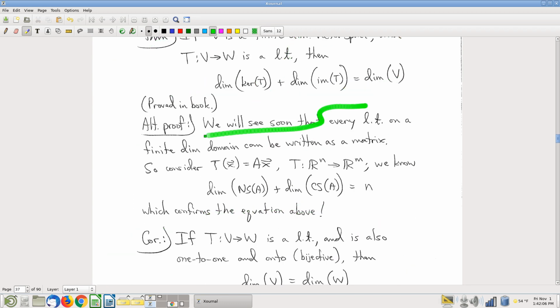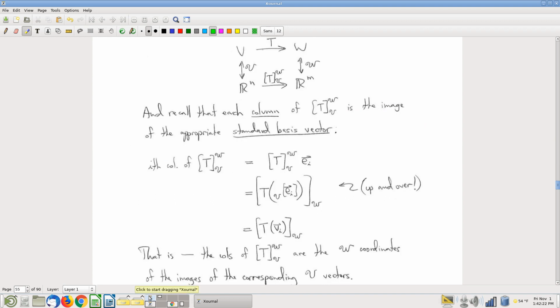How do you know that every linear transformation defined on a finite dimensional domain can be written as a matrix, right? So this is a pretty big omission that I've let dangle for a while, and now we're going to fill it in. It's an easy one to fill in. In fact, we did last time, and I just kind of forgot to mention it.